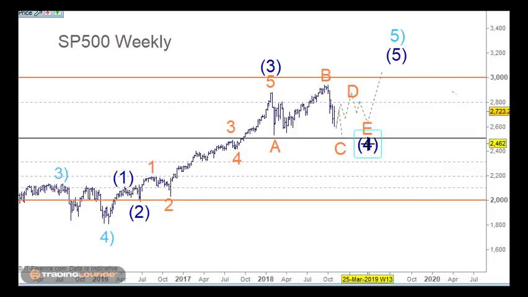Okay, and the final count is that the wave 5 top could be in place here, and we have wave 4 over here. So there's 3 counts here.